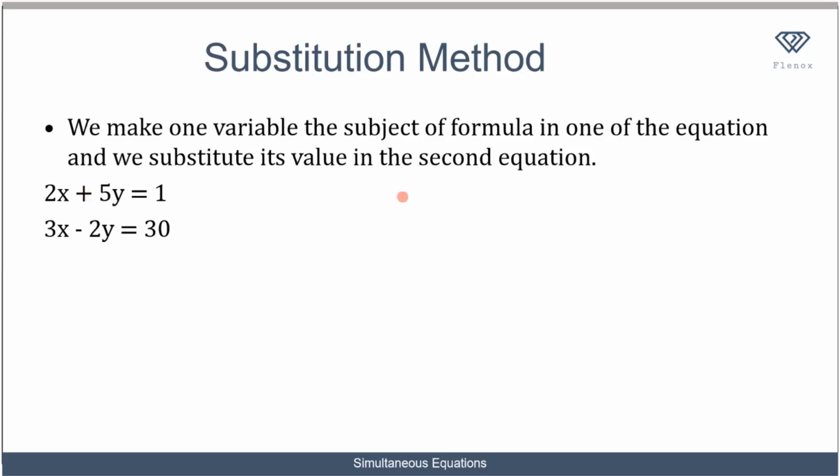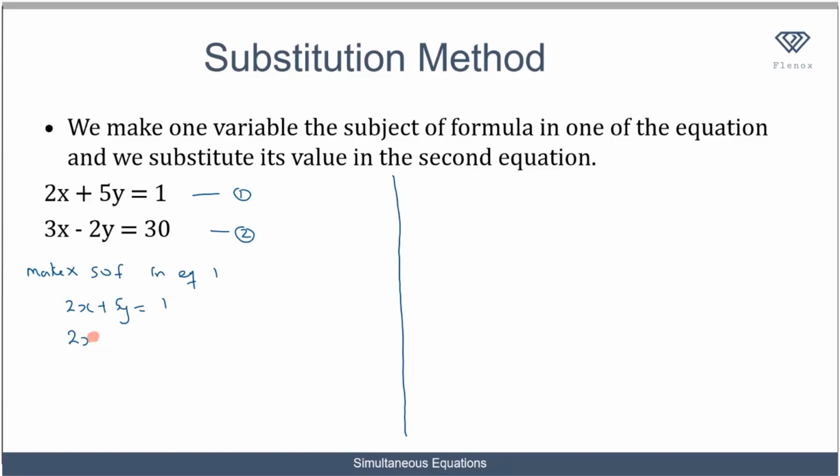So for example, let's take this first equation now and we'll make one of the variables the subject of the formula. So let's try to make x the subject of formula in equation 1. So what are we left with? We have 2x plus 5y is equal to 1. So I have 2x is equal to 1 minus 5y. So I have x is equal to (1 minus 5y) over 2.